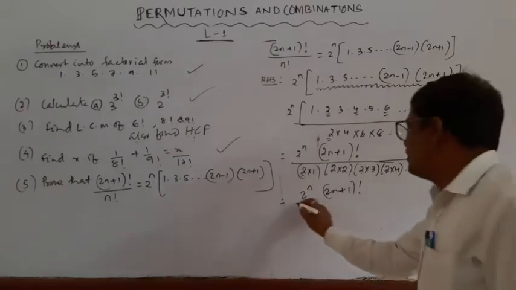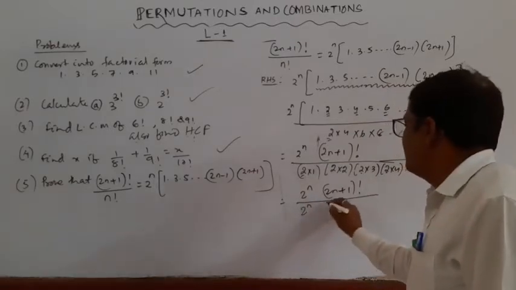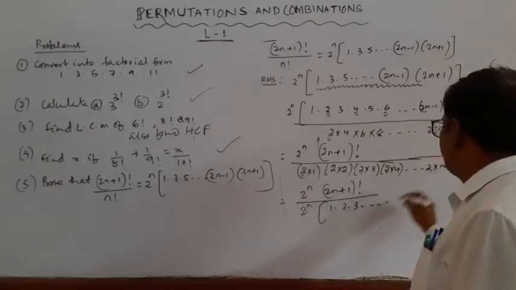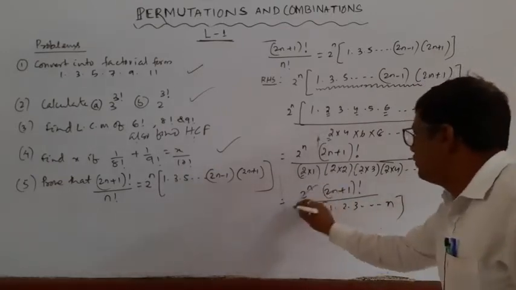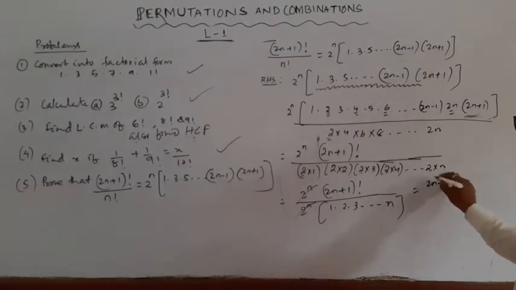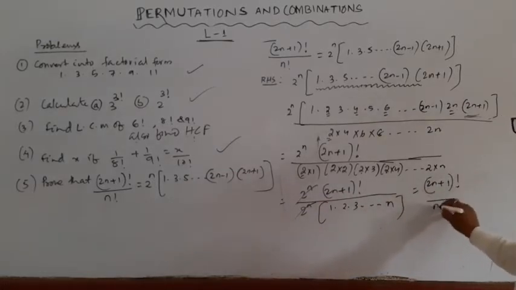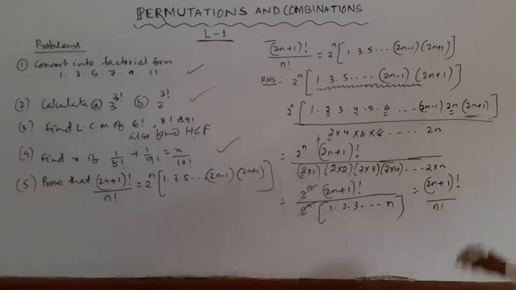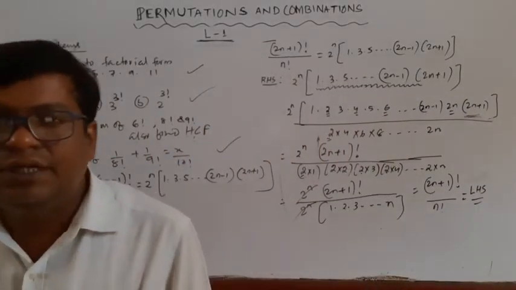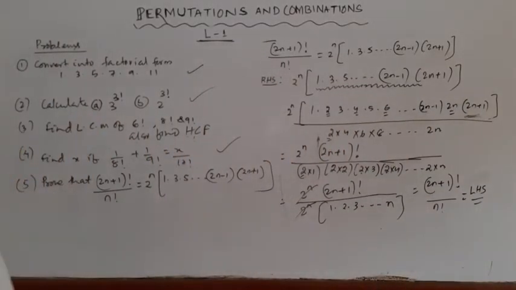So this will be 2 to the power n, and here remaining 1 into 2 into 3 dot dot, last term is n. So this cancels, and this will be 2n plus 1 factorial divided by n factorial. This is the left hand side. Hence proved. Okay. Now another question.